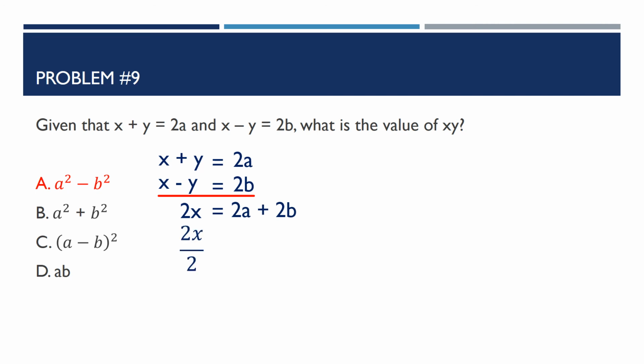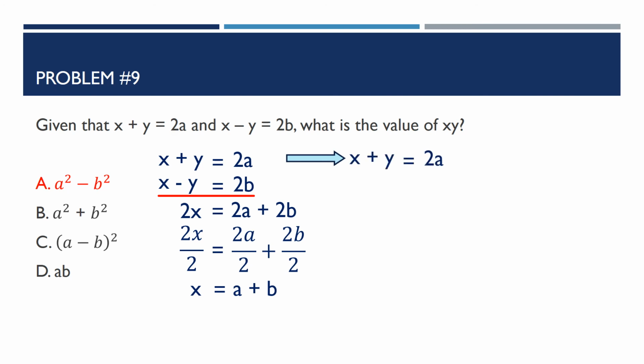And so we can divide all by 2 to reduce it. So all the 2's will be gone. So x is a plus b, because all those 2's will be cancelled. And then since we know x, we can substitute from any of the 2 equations given. So we'll just use the first equation.